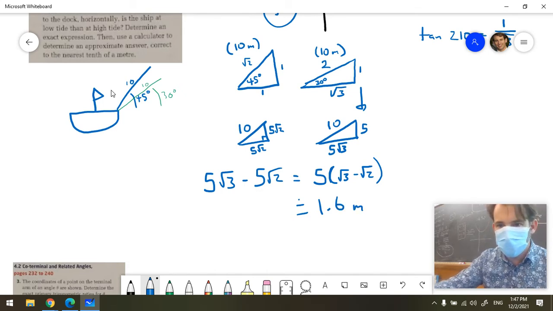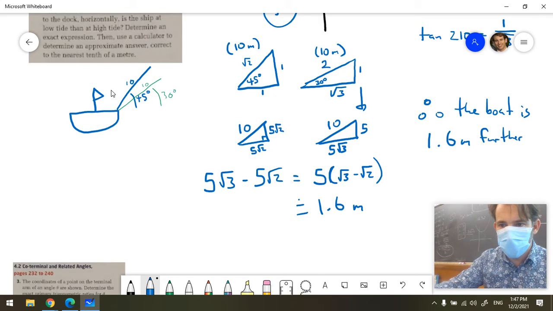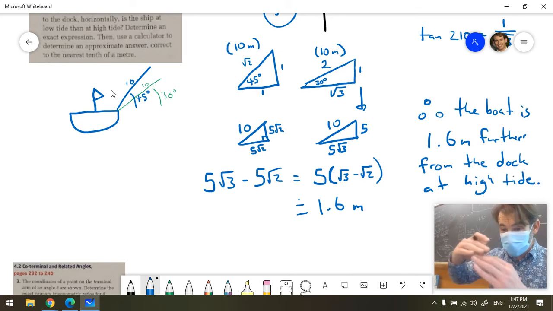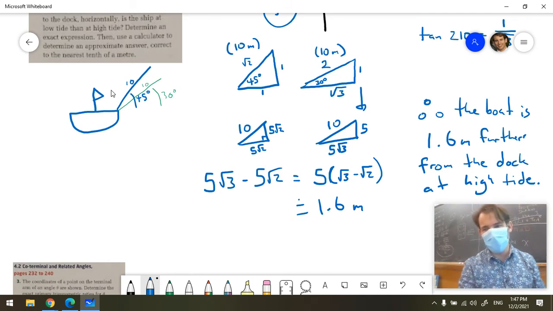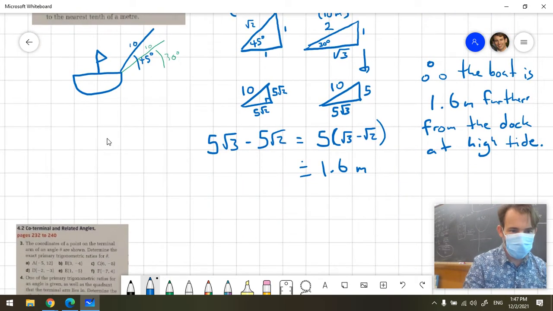Therefore, put your therefore over here. Therefore, the boat is 1.6 meters further away, further from the dock, at high tide. And you could also determine from this the amount that the height of the water changes as well from high tide to low tide. Some other interesting properties of that.